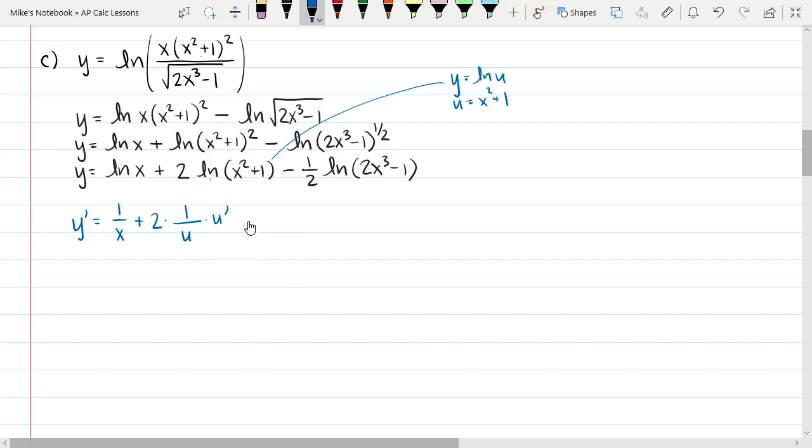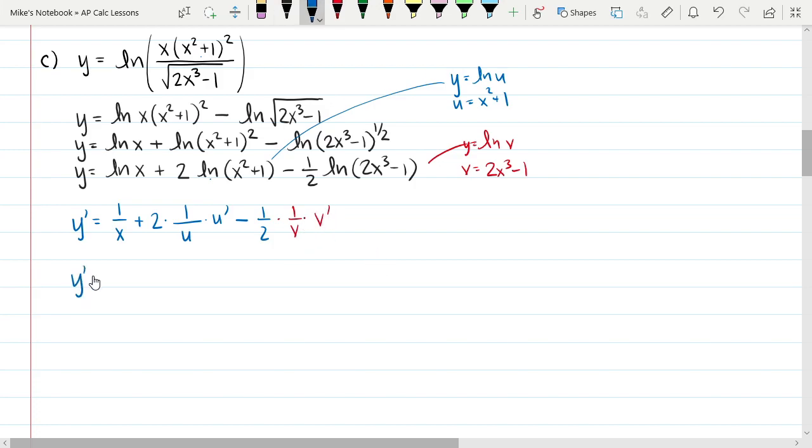Minus 1/2 times, same thing here. This is now going to be 1/2 times the natural log of, let's say v. I don't want to use u again. And then v is actually going to be 2x cubed minus 1. So this is going to be 1 over v times the derivative of v.